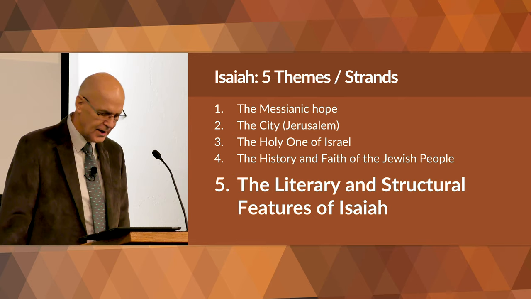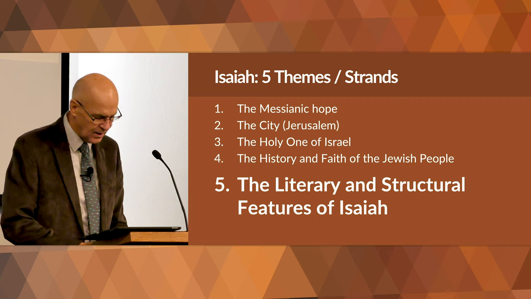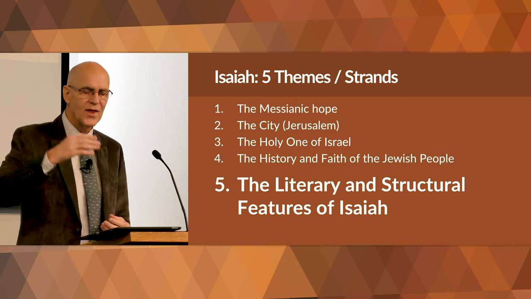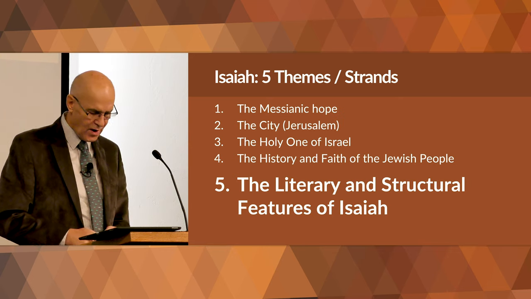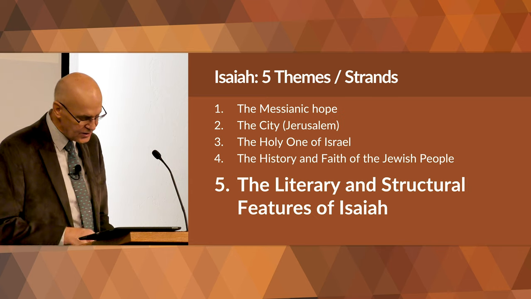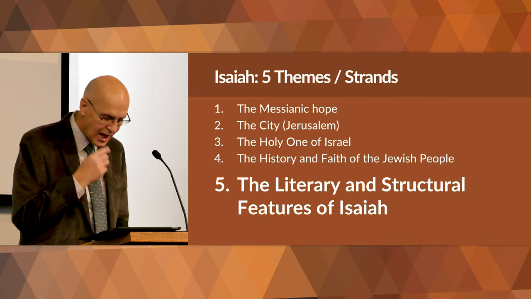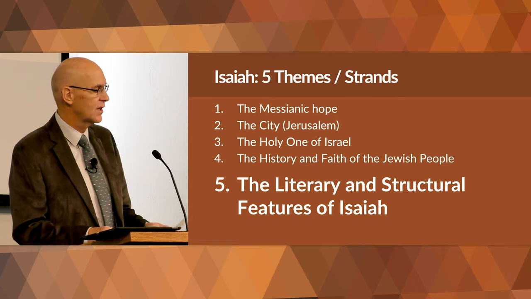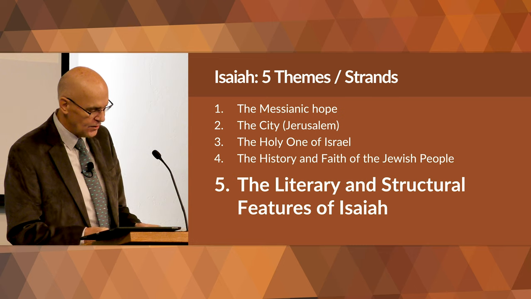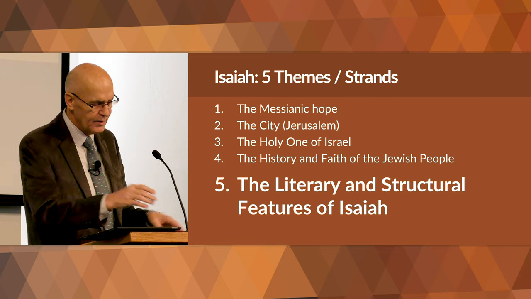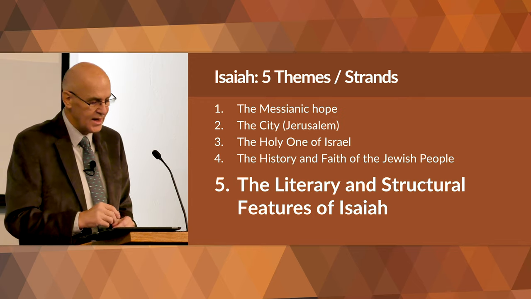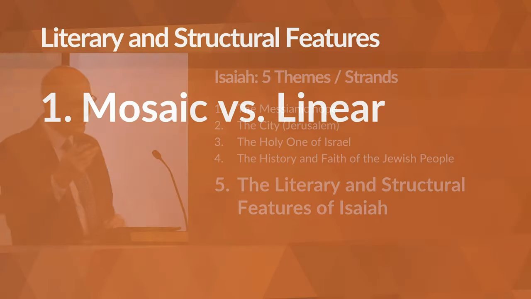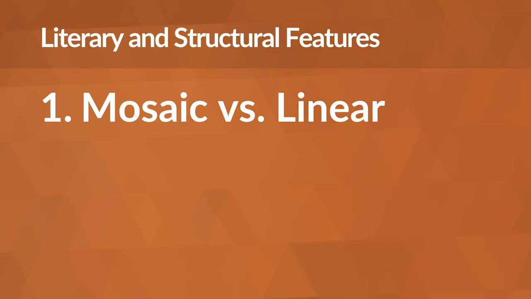This strand, as I say, is not about the actual content of the book of Isaiah, but rather how that content was put together. And so to understand the writings properly requires understanding of how Isaiah arranged the material in his book and the various devices that he used in writing his book. The following is not a complete list, but some of the important literary features that Isaiah uses. First thing to consider is the idea of mosaic versus linear.